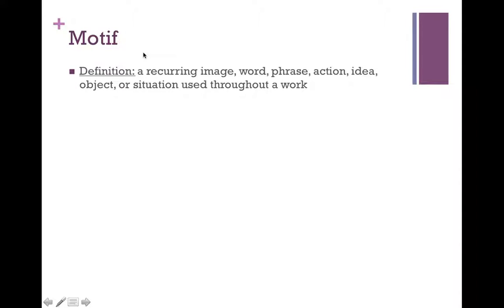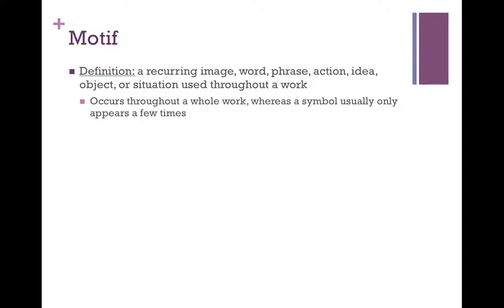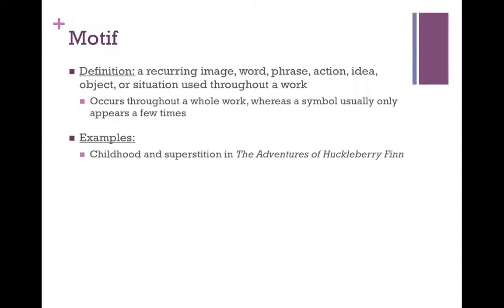Our last literary device that we're going to talk about today is a motif. A motif is a recurring image, word, phrase, action, idea, object, or situation used throughout a work. So it comes up many times, whereas a symbol usually only comes up a couple of times. Some examples: in The Adventures of Huckleberry Finn, we have motifs of childhood and superstition. We have good and evil in To Kill a Mockingbird.